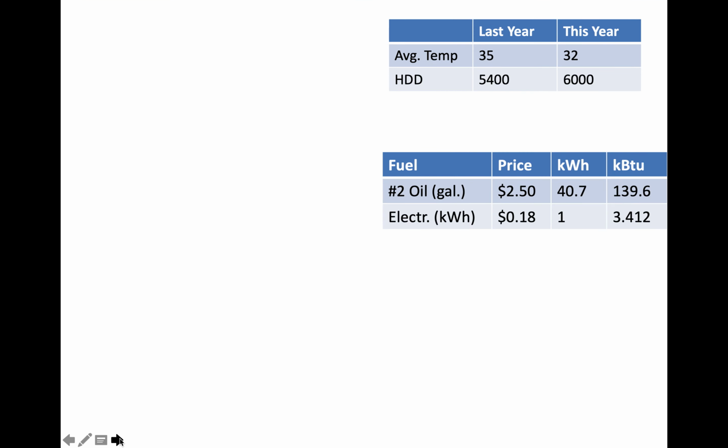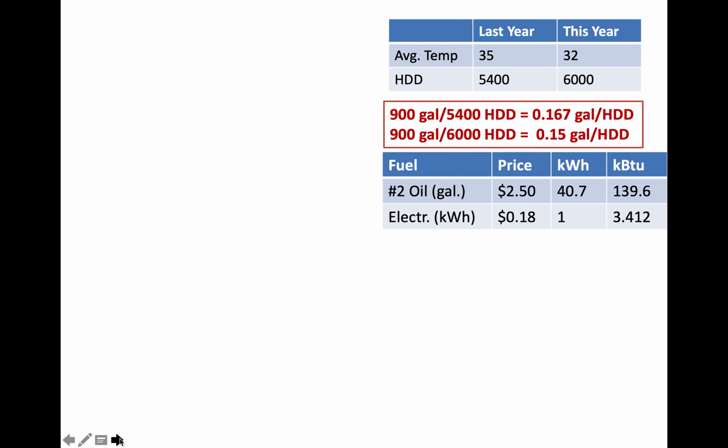So the first thing we're going to need to do is convert our energy usage into constant units. So we want to have it in terms of energy usage per heating degree day. Now, for the time being, we can use the gallons. We know that in both years we used 900 gallons of oil. It's an energy unit in the sense that as long as we're still talking about oil, we can just stick with it as gallons. So 900 gallons in the first year divided by 5,400 heating degree days is equal to 0.167 gallons per heating degree day.